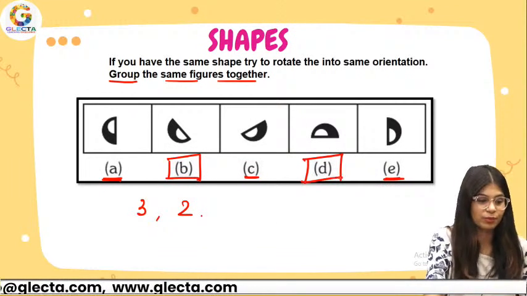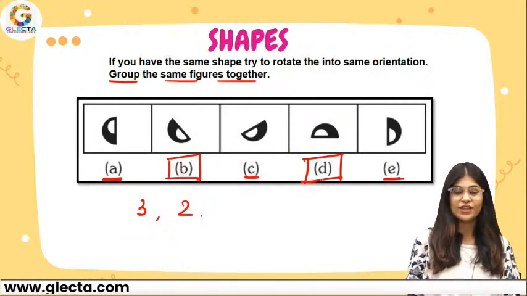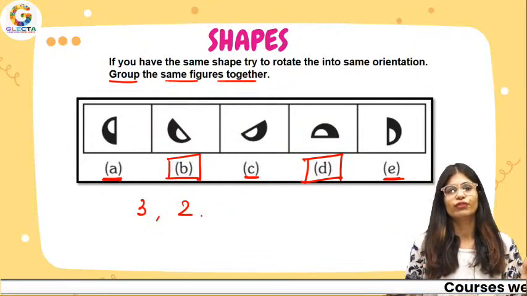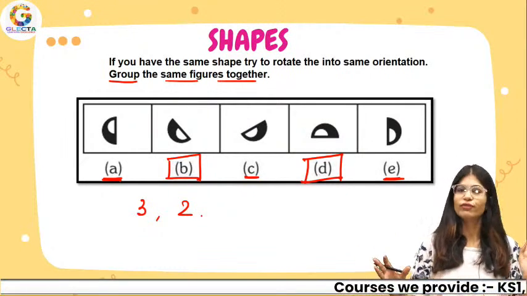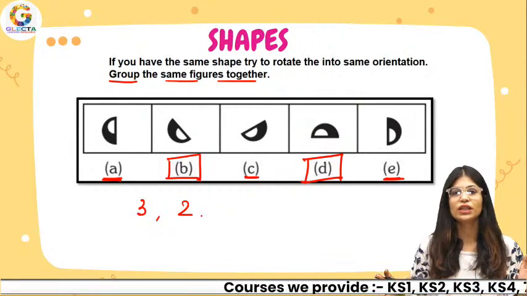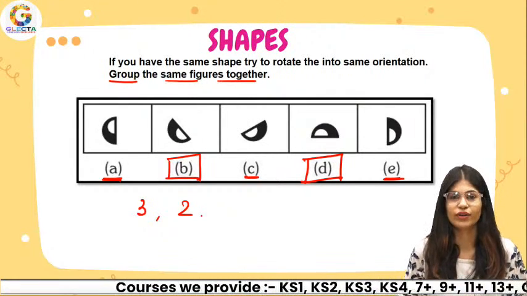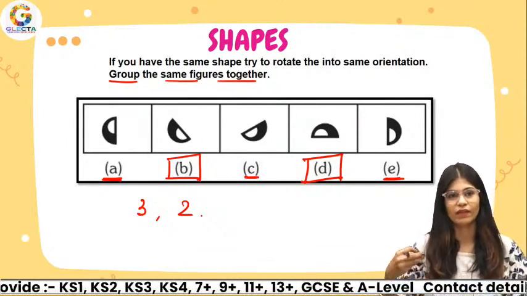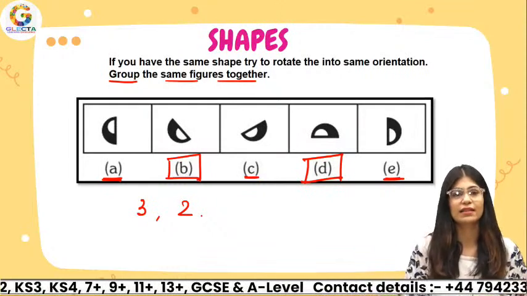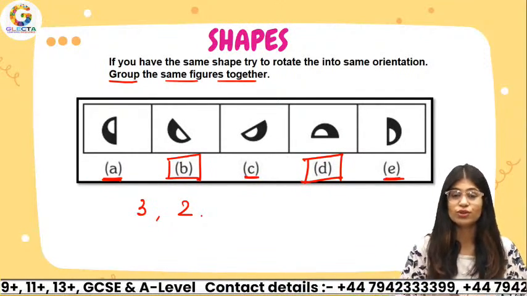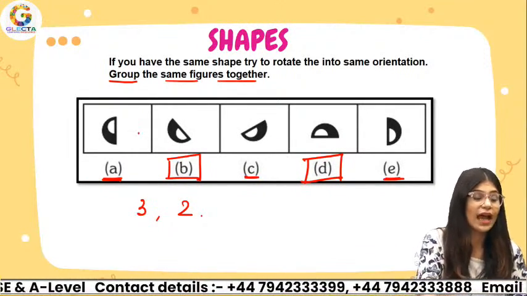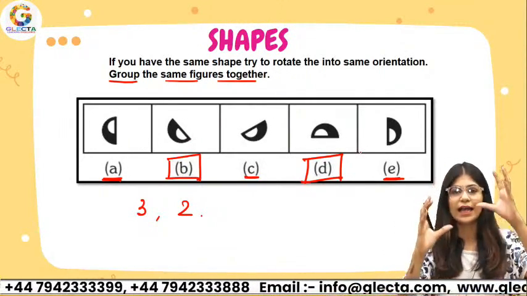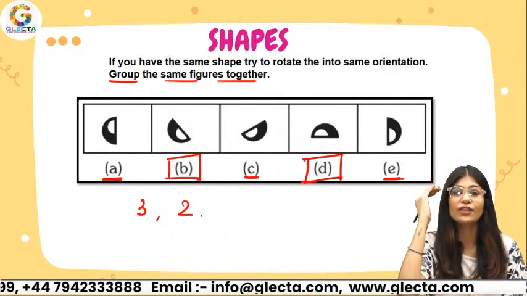Now, why I made you do this is because a lot of kids get confused when you see almost the same kind of figure, especially when they're rotated here and there. To solve that, if you see the rotation, just try to align them in the same position in your head.